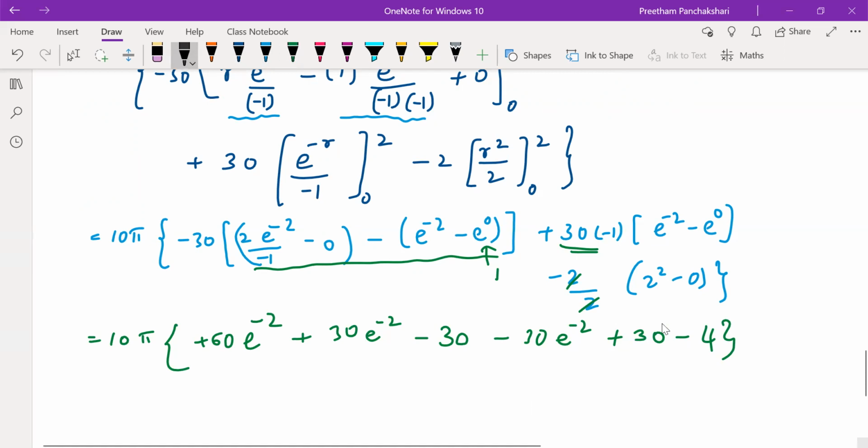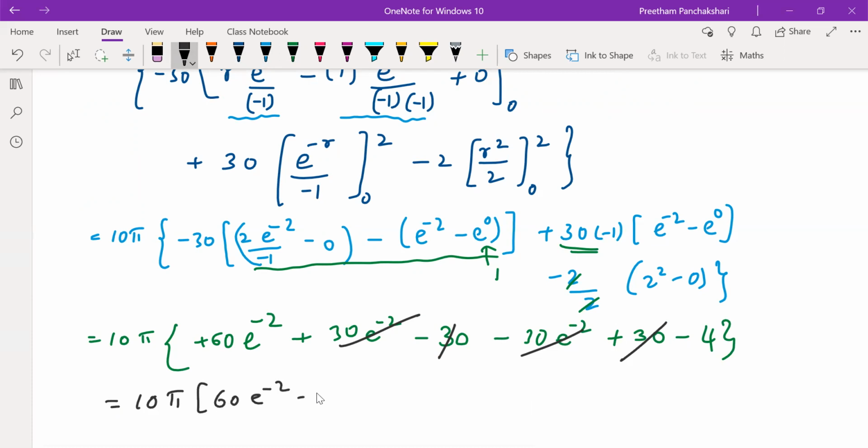So if you observe here carefully, 30 cancelled, 30 into exponential term is also cancelled, and we are left with only 10 pi 60 e power minus 2 into 4. So using calculator, we can find this value. This value is found to be 129.44 coulombs.